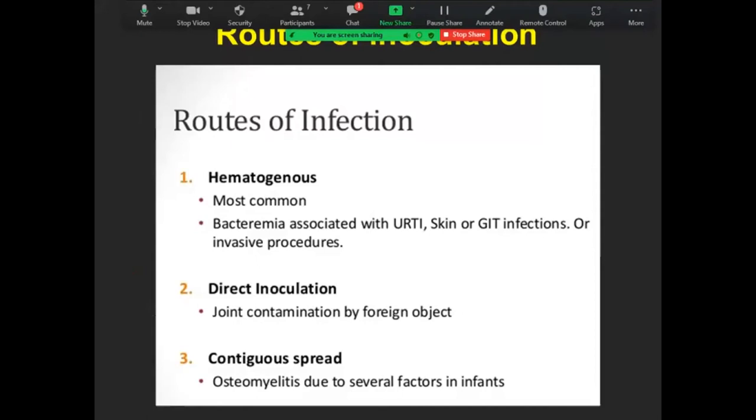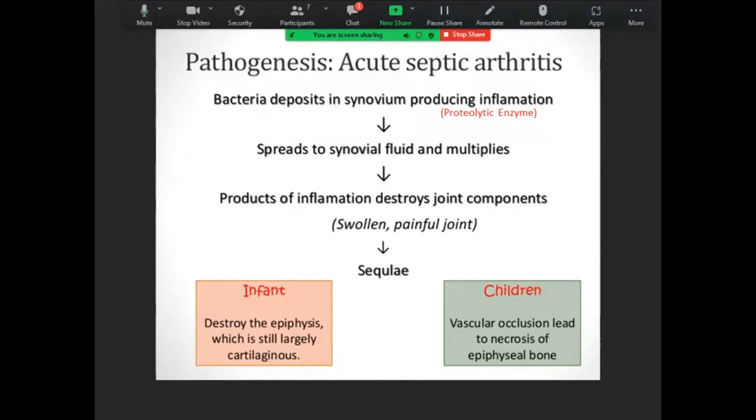The route of infection is most commonly hematogenous. Sometimes it could be direct inoculation or contiguous spread, but in septic arthritis and most osteomyelitis in neonates and children, it is hematogenous in origin. So what is the pathogenesis? I think it has already been covered, but I'll quickly go through it. There is a bacterial deposit in the synovium producing inflammation, and it spreads in the synovial fluid and multiplies, producing an inflammatory reaction which will destroy the joint. In infants, because the joint is more cartilaginous, the damage is going to be more. So the younger the child, the younger the neonate, the more the damage. In an older child, the vascularity of the joint is hampered, which can lead to vascular occlusion, leading to necrosis of the epiphyseal bone.